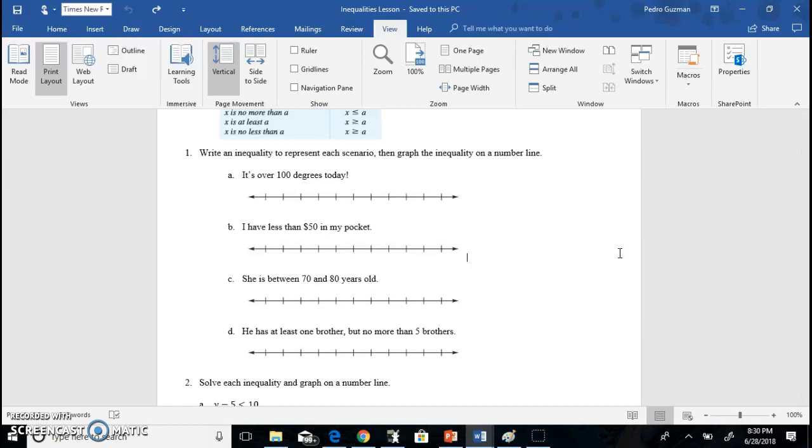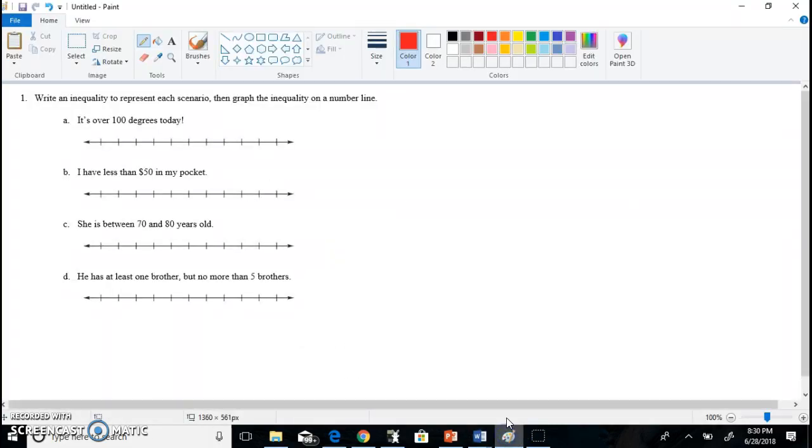It says write an inequality to represent each scenario, then graph the inequality on the number line. So I've pulled it up here. It is over 100 degrees today. So you're always going to start off with an X unless they tell you otherwise. I think in the homework mostly they have us using X. So over 100 degrees, does that mean that it's less than 100 degrees? Degrees like 99, 98? No, it's over. So it's over or greater than 100. Now the question is, does it include 100? It's over 100, so 100 is not included.